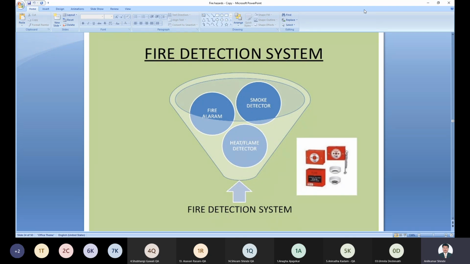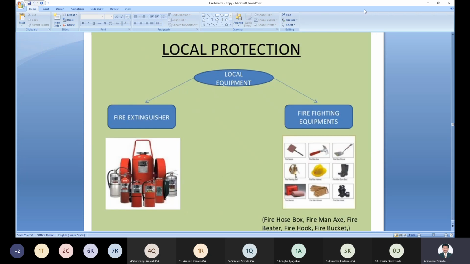Then heat and flame detectors. So if there is any flame or heat leakage, it will be detected by this type of detector. So this is how fire detection systems can be used. Local protection, we can use locally, in every department, we can attach it to the different local equipment.